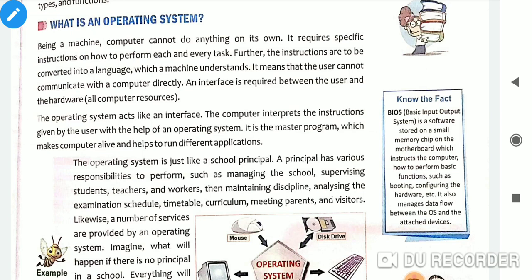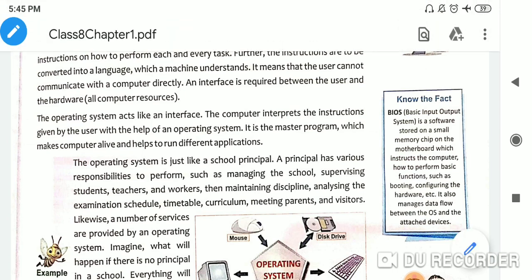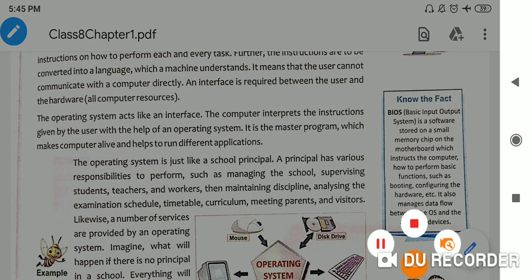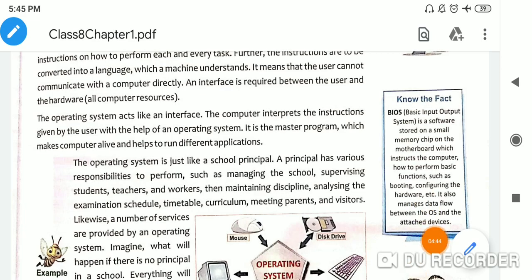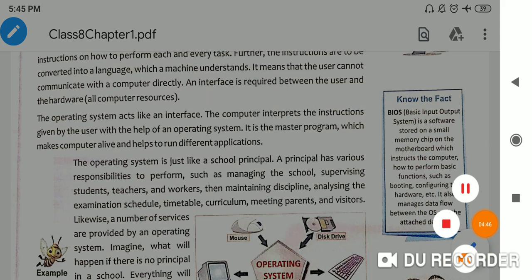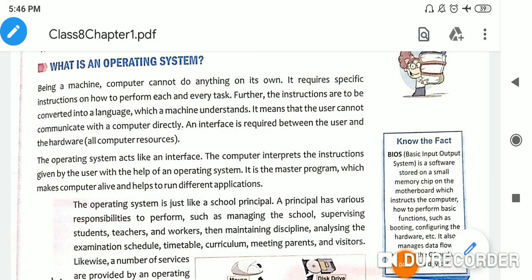So the operating system acts like an interface. Whatever instructions we are giving to the computer, they are understood by the operating system, and the operating system converts all these instructions to machine language. So what is an operating system? Operating system is an interface between the user and the computer system.